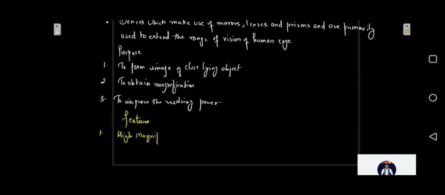The optical instrument should give you a good magnification. What is magnification? It is the ratio of the size of the final image to the size of the object. So an optical instrument with high magnification would make you view more clearly and comfortably by increasing the size of the image. So image size will be increased, okay, and you will be able to see the image very clearly and comfortably. The second feature the optical instrument should have is adequate resolution.